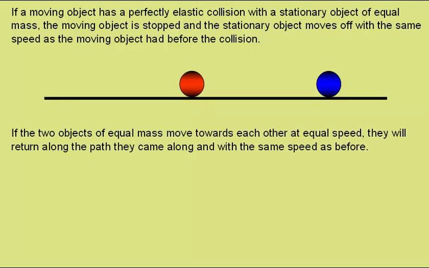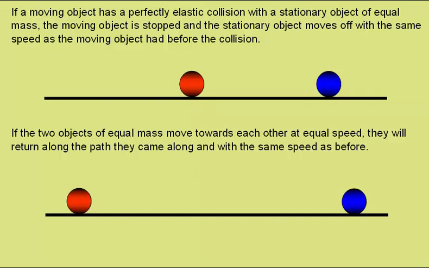If the two objects of equal mass move towards each other at equal speed, they will return along the path they came along and with the same speed as before. So here we have the red and blue ball moving towards each other, they collide and move off.